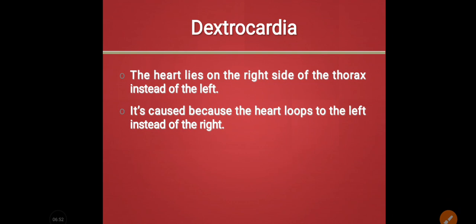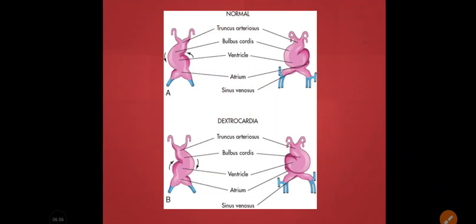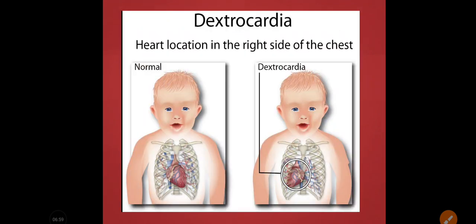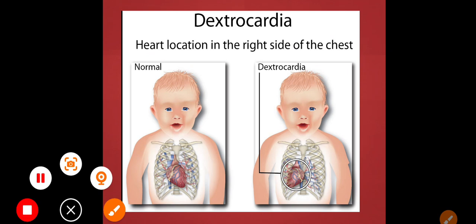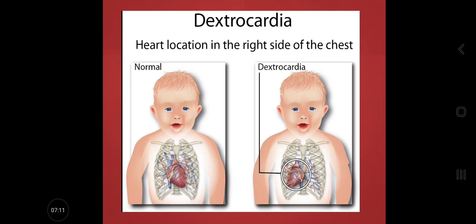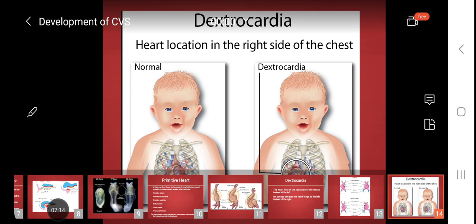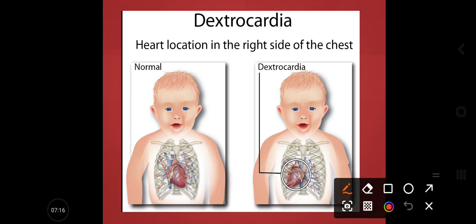What is dextrocardia? Dextrocardia is when the heart is located on the right side. Here is a normal heart. And here is a dextrocardia, where the heart is located on the right side of the thoracic cavity.